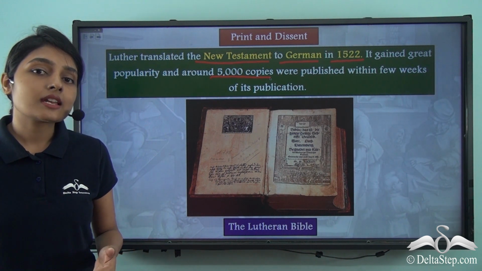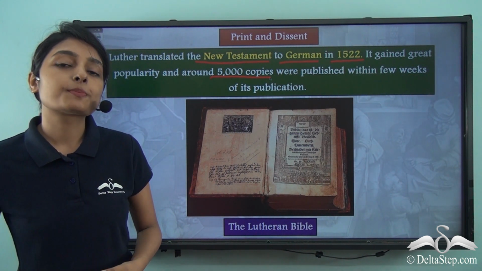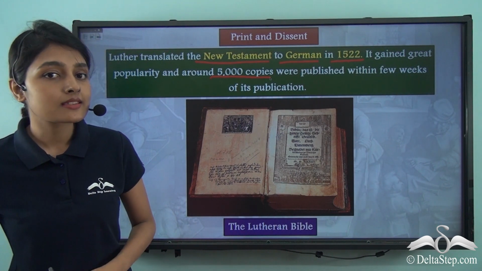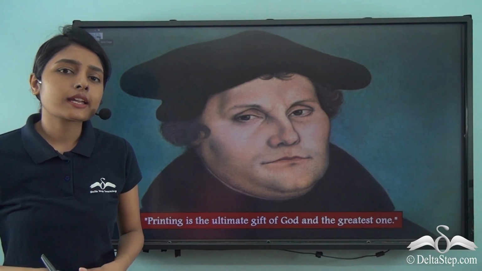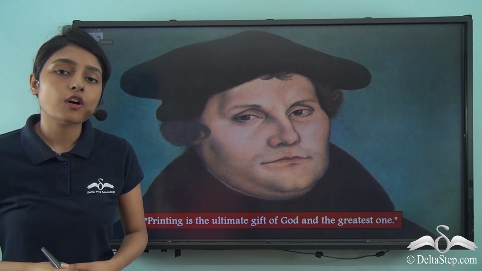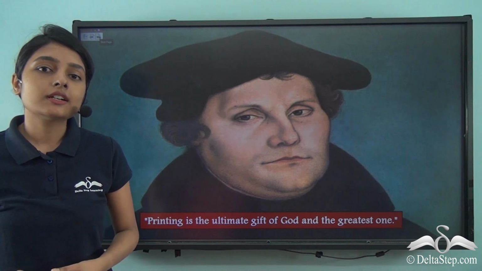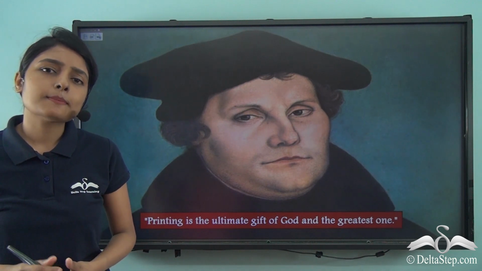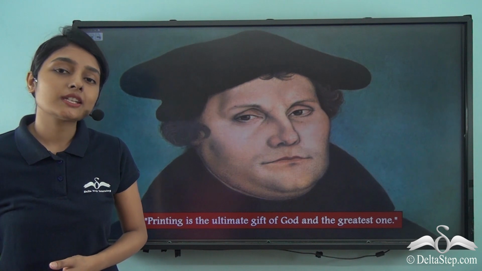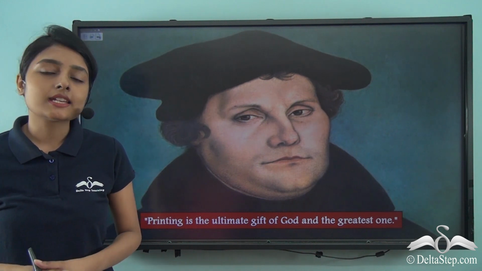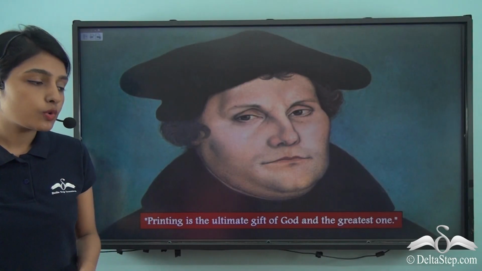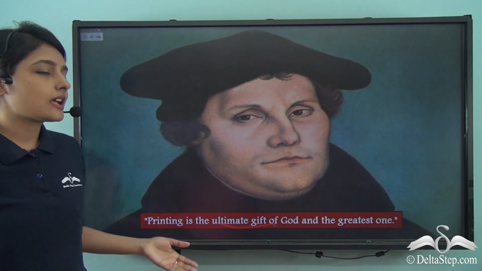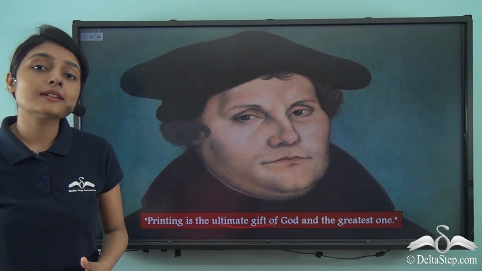So from this we can understand how rapidly Luther's ideas were spreading among the masses and how rapidly the church's authority was being questioned by the masses. While on the one hand the monarch as well as the religious authorities were afraid of the spread of print, Martin Luther held the print technology as a humankind's blessing. He considered this a boon to humankind because without the print revolution and the spread of print technology, his ideas would have never reached the masses. In his words, printing is the ultimate gift of God and the greatest one. So from this we can understand how he considered the print technology as a blessing to him.